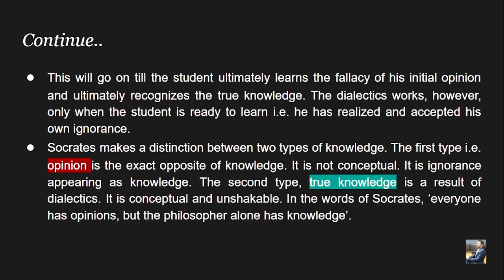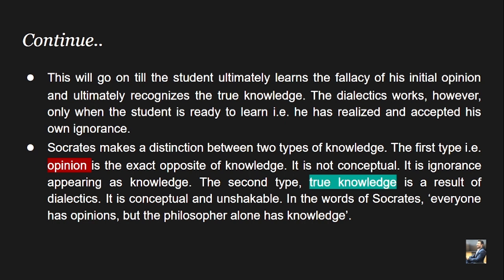Okay, so Socrates makes a distinction between two types of knowledge. The first type of knowledge is opinion. As I've already told you, most of the time we tend to have an opinion about something and we mistake that for knowledge, but that is sheer opinion. Okay, which is the exact opposite of knowledge. It is not conceptual, it is ignorance appearing as knowledge. The second type is true knowledge.